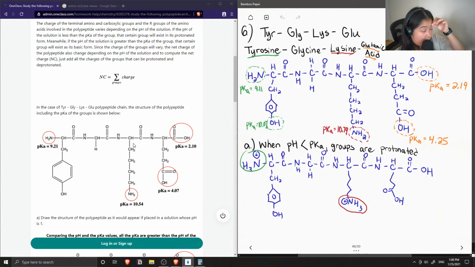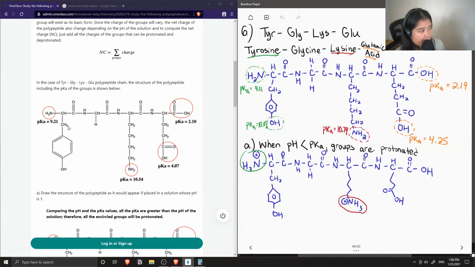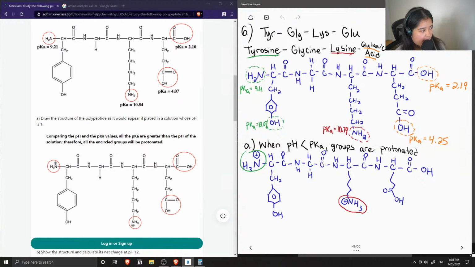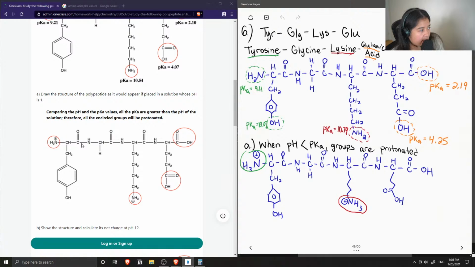So here they have, in the case of tyrosine, glycine, lysine, and glutamic acid polypeptide chain, the structure of the polypeptide, including the pKa of the groups, is shown below. Okay, so it's slightly different values, but it is around the same, so 9, 10, 4, and like 2. I noticed they didn't include the one for the OH group on tyrosine, but I'll just keep that in mind down here. So now part A is to draw the structure of the polypeptide as it would appear if placed in a solution whose pH is 1.